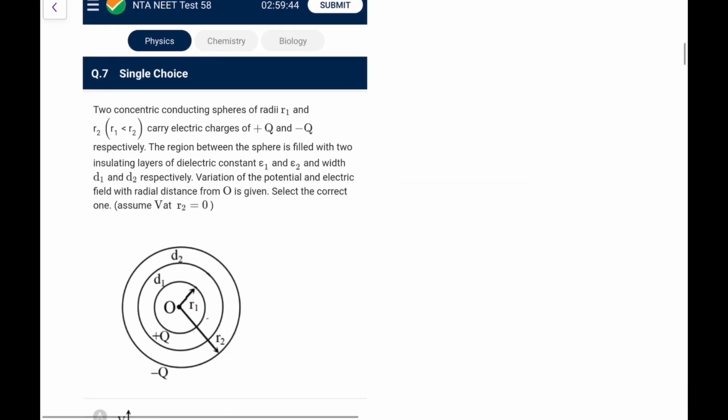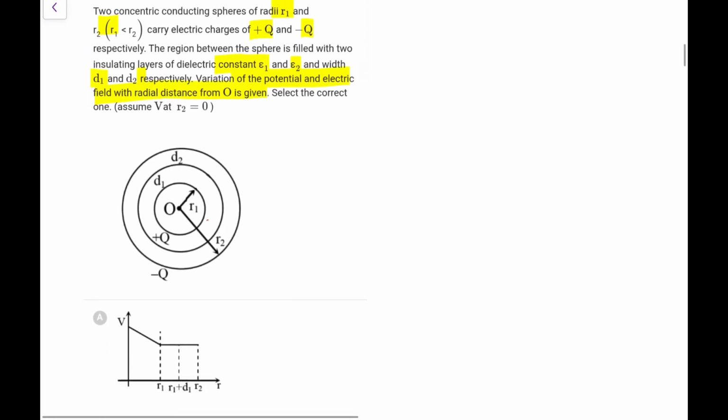Next one. Two concentric conducting spheres of radii R1, R2 carry plus Q, minus Q. The region between the spheres is filled with two insulating layers of dielectric epsilon 1, epsilon 2 with thicknesses D1, D2. Variation of the potential and field is given. Select the correct one. Assume potential V at R2 equal to 0. Okay. So first of all, V at R2 is 0, so this is wrong because here at R2 it is not 0. Plus what I can say, in this region field is 0 and V should be constant.